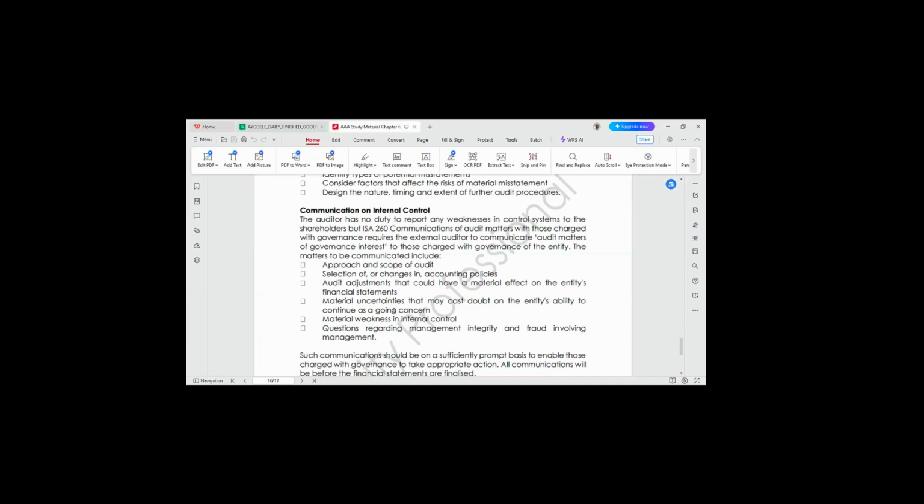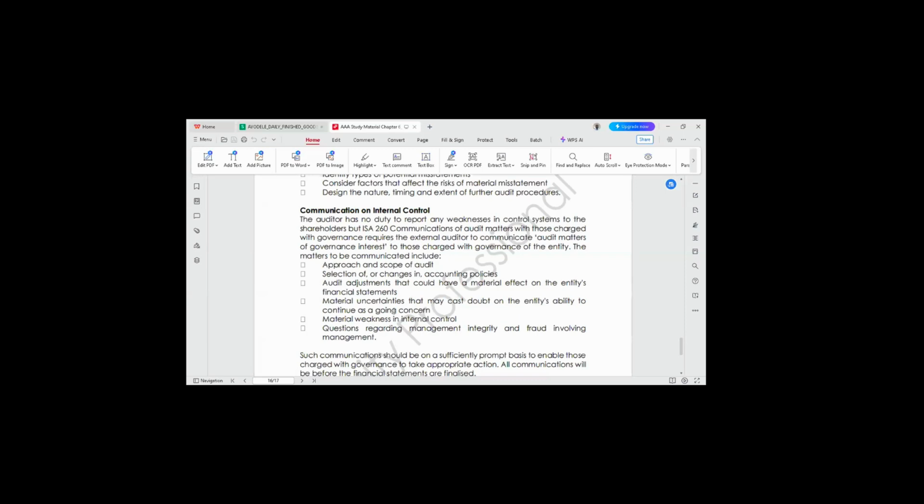The material weaknesses in internal control, I've emphasized more on that. Then questions regarding management integrity and fraud involving management. So sometimes you have management fraud, where the management are the ones that perpetrated fraud on the organization. So all of that will be contained in that management letter that will be shared with them.